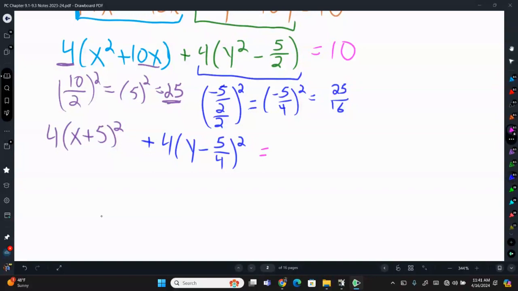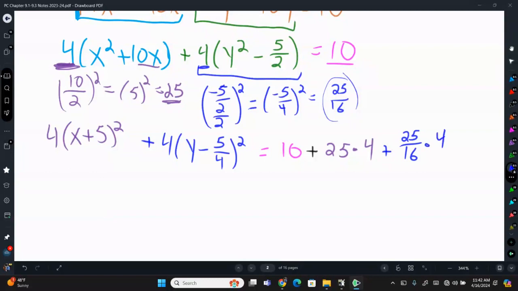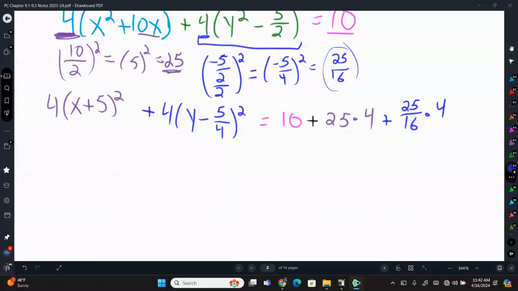Now this is equal to the 10 that was there, plus, in purple for the x's, we added 25 to both sides, but we have to multiply it by 4 because that's what we factored out at the very beginning. Then in the blue for the y, we added 25 over 16 to both sides, but we have to multiply that by 4 because we factored out a 4. Okay, so now the left side just stays like this.